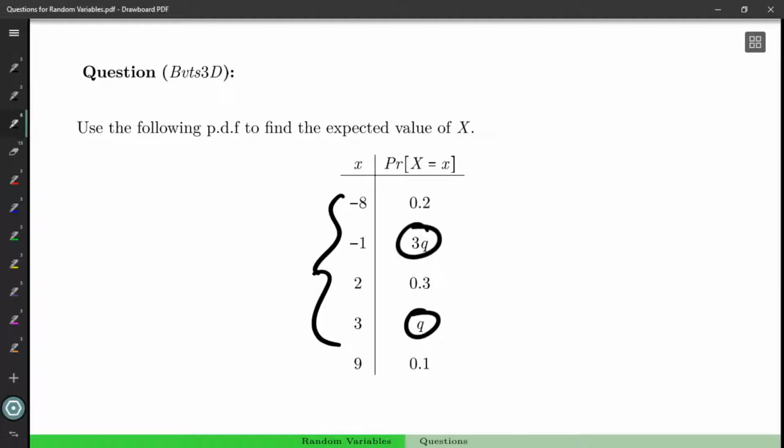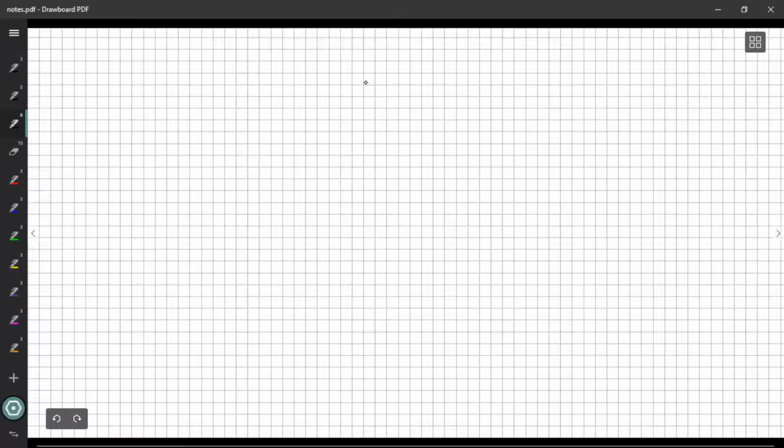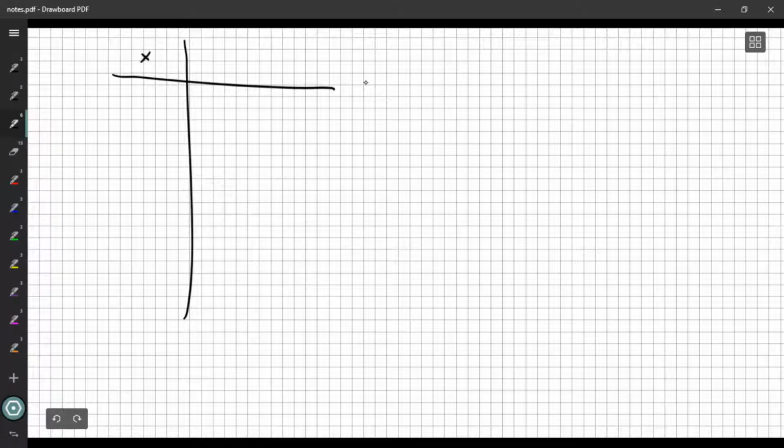So, in order to find the expected value, we need a complete PDF. We need to know all the information about x. So we're going to first have to find q. That's okay. Just copy our PDF so we don't have to keep going back and forth.